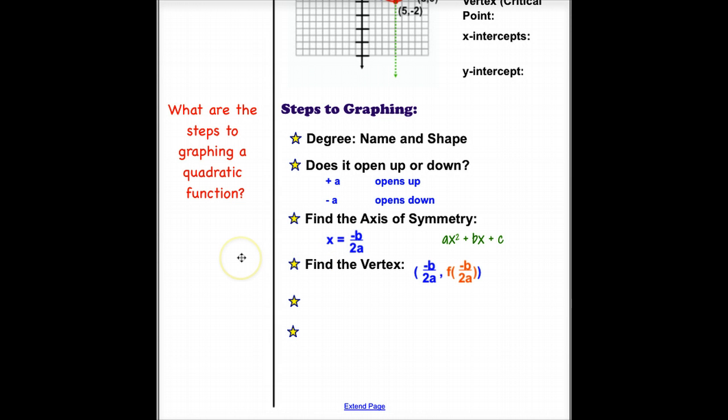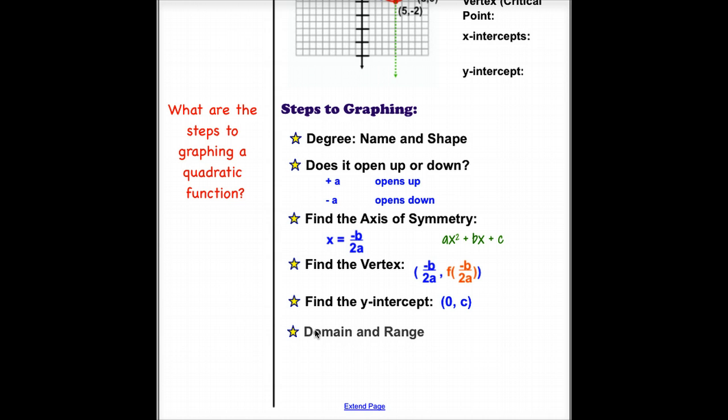Next, we will find the vertex. The x value will already have been found, in that we will have found that to get the axis of symmetry. And then to find the y value, we're going to take f of that value. Then we will find the y-intercept, which will always be 0 for the x-coordinate, and whatever our c value is in our quadratic function in standard form.